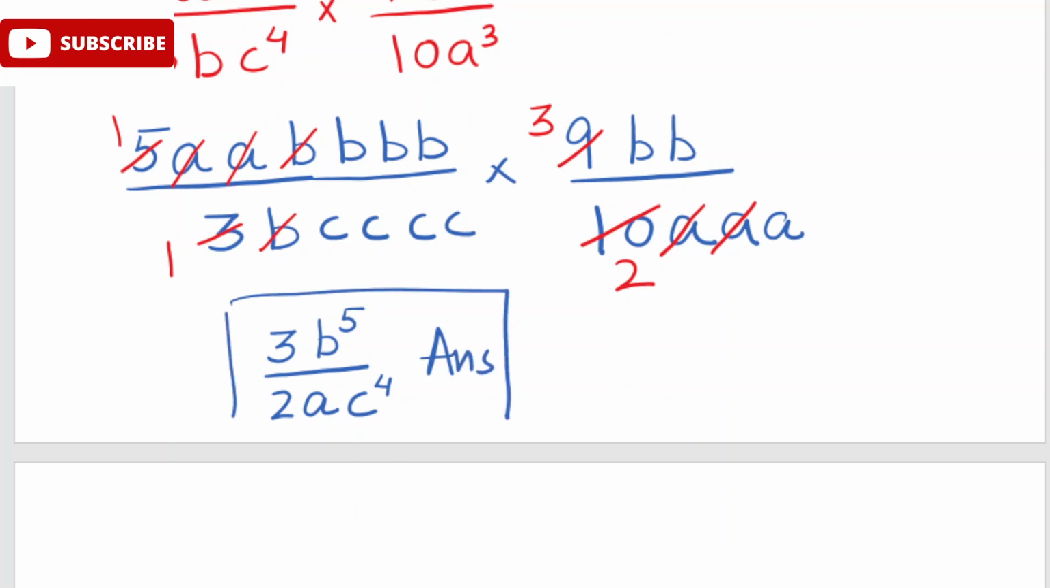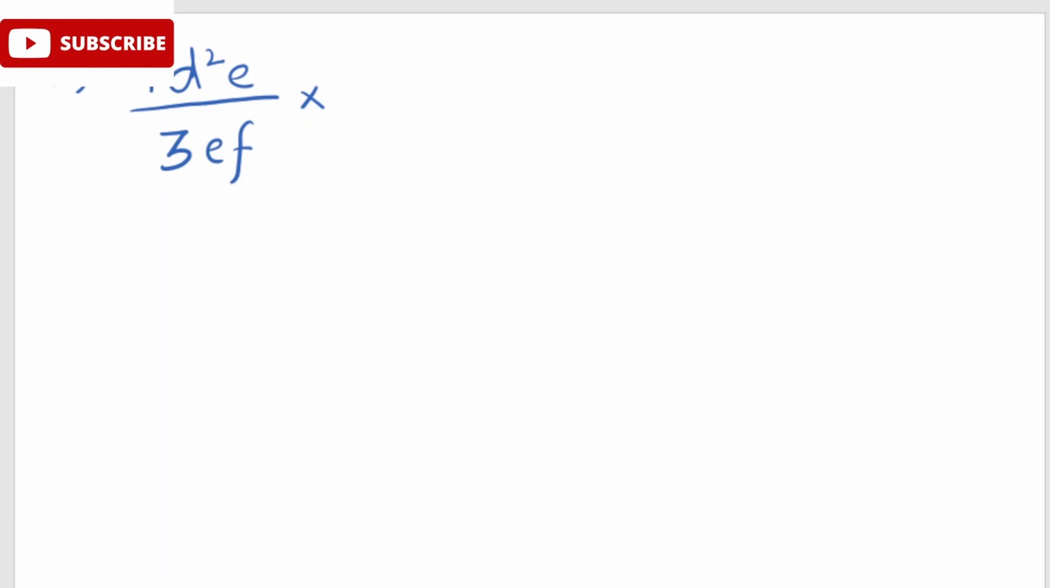After this we completed just two parts. Let's move on to the next. This is the C part. In the C part, it is 4e square f by 3ef, times 27e square f cube divided by 16d power 4.